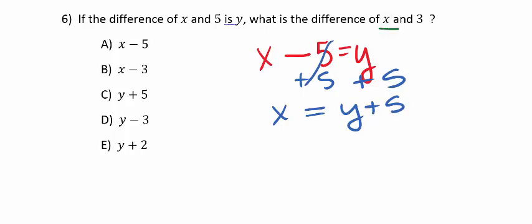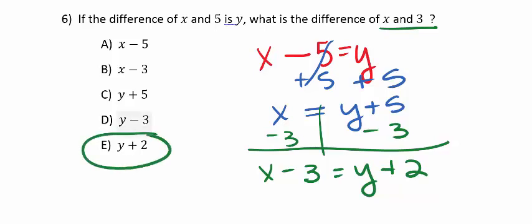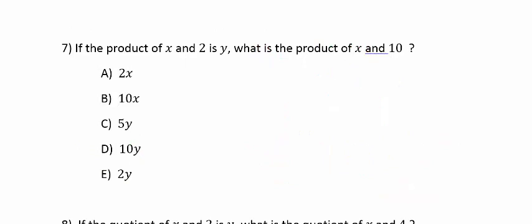Now we want to know what the difference of x and 3 is. So that means I'm going to have to subtract 3 from both sides. So on the left hand side we have x minus 3, and on the right hand side we have y, and then 5 minus 3 is going to be 2. So x minus 3 is going to equal y plus 2, so our choice is E.